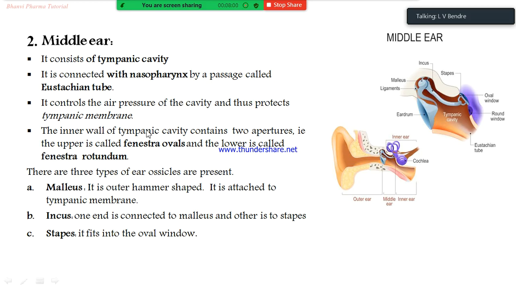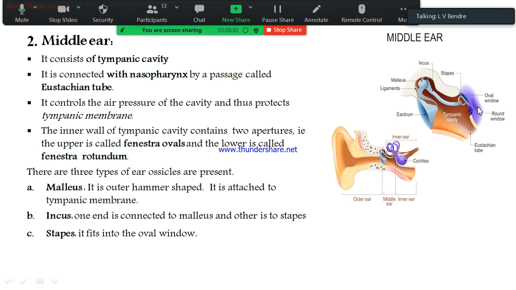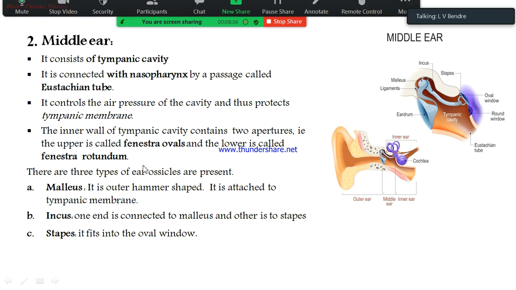Next, the inner wall of the tympanic cavity contains two apertures. The upper aperture is called the fenestra ovalis, also known as the oval window. The lower one is called the fenestra rotunda, the round window. The oval window and round window, fenestra ovalis and fenestra rotunda, are the same.